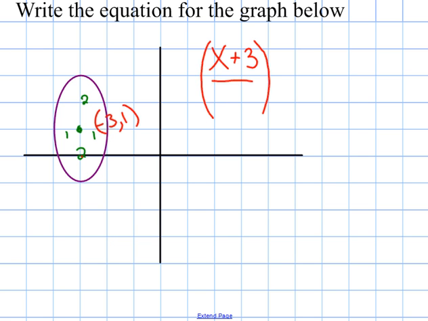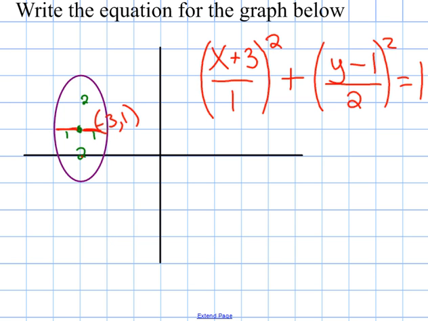And then my x-axis, it went right and left 1 unit, so I just divide it by 1 squared. It's an ellipse, so it's plus. And then I say, okay, my y has been moved up 1, so minus 1. And the radius for the y-axis is 2, so I put it over 2. And it will always equal 1, and you're done. Now you could rewrite this, but this is fine, and we'll work on different forms in other lessons. But for now, we're good.